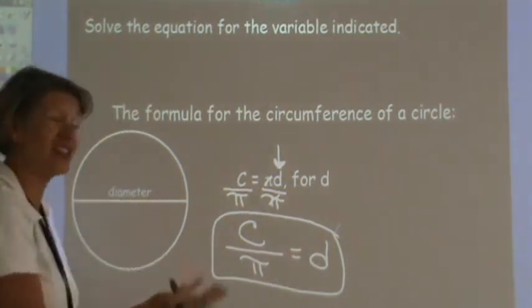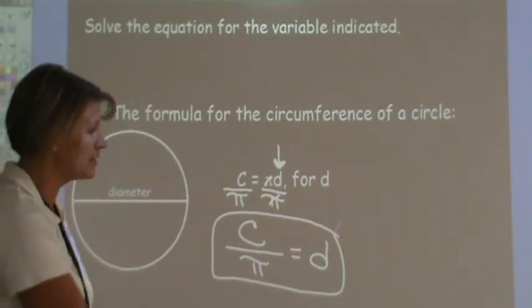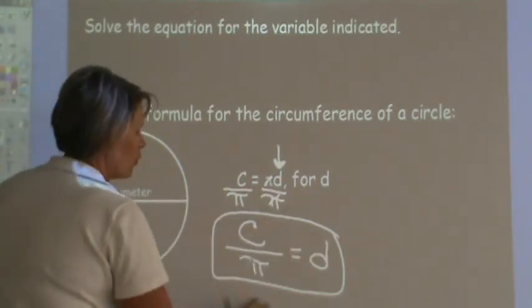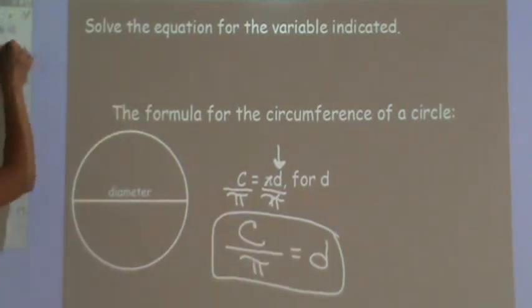Okay, you see how we're not actually getting an answer, like circumference doesn't equal some type of decimal? We're just rewriting the equation.